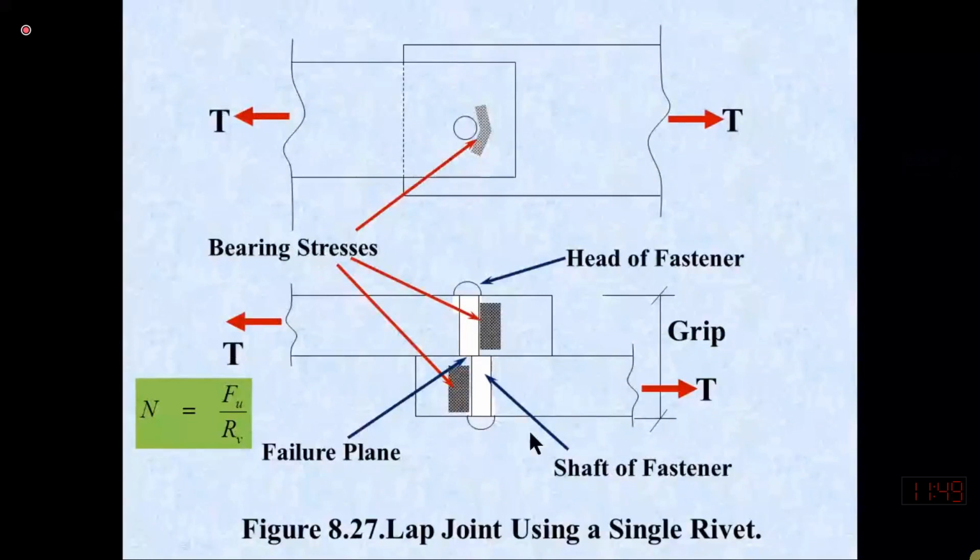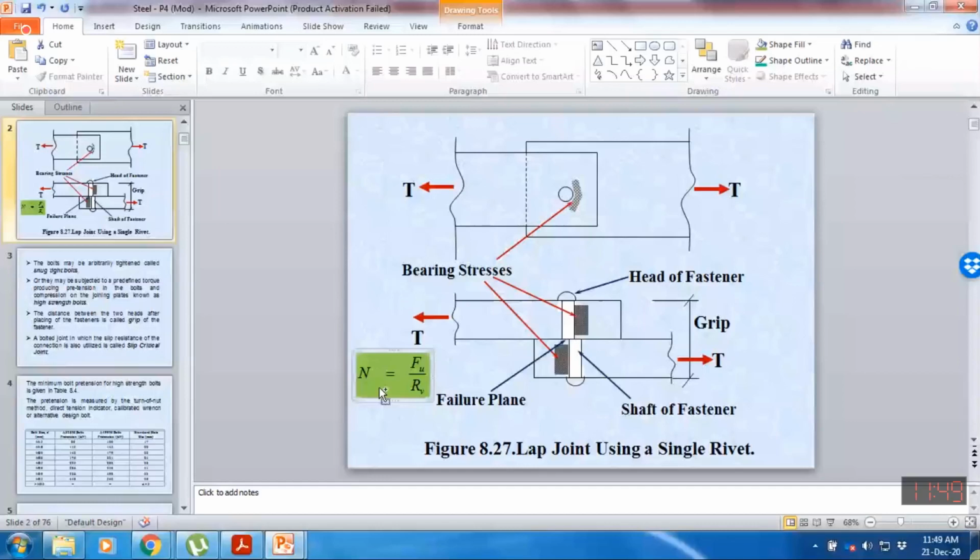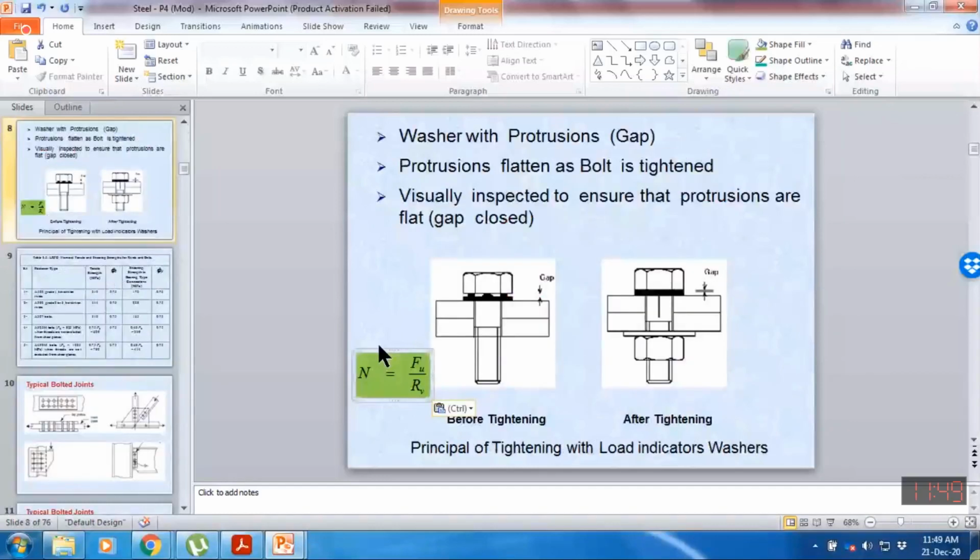So the E value for steel is constant. So strain is equal to the change in length, we have to pick the delta value, over the original length.